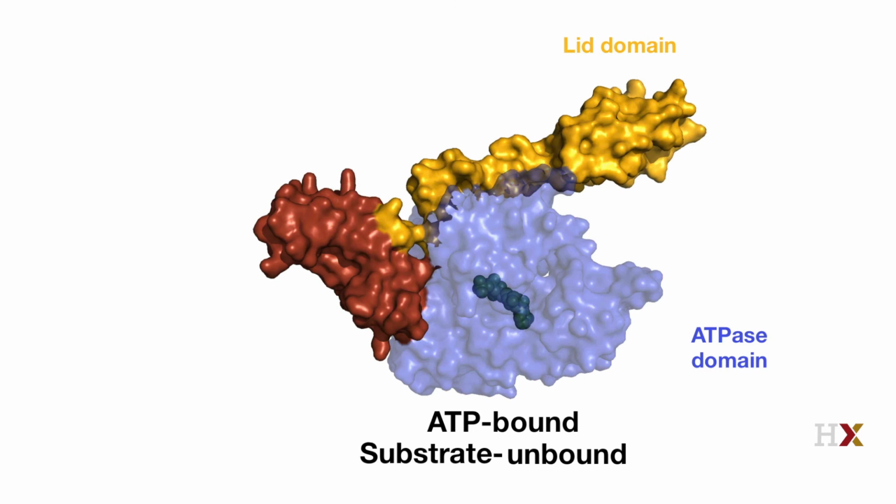Now if we return to the ATP bound structure, notice how the exchange of ADP for ATP moves the lid domain away and abolishes this pocket. It is remarkable how the state of the nucleotide affects very distal parts of the structure.